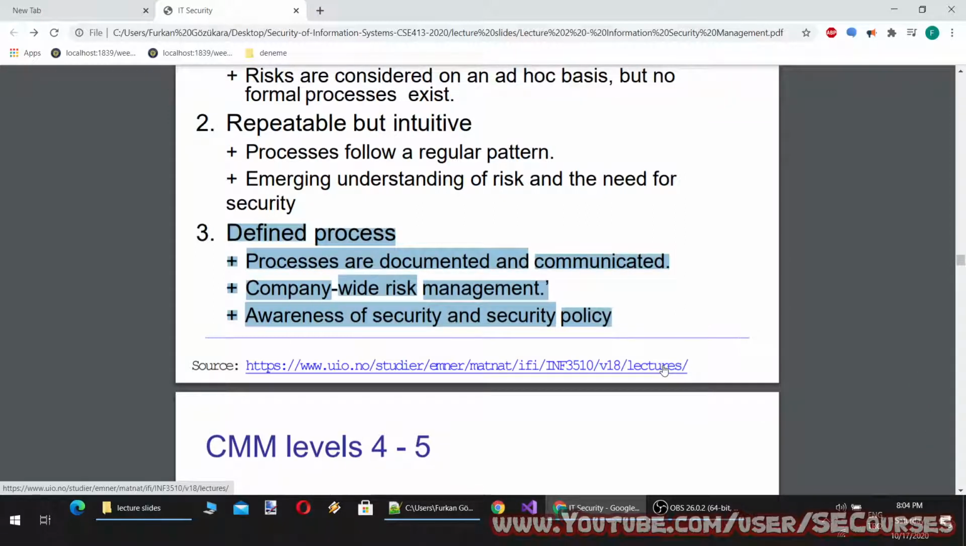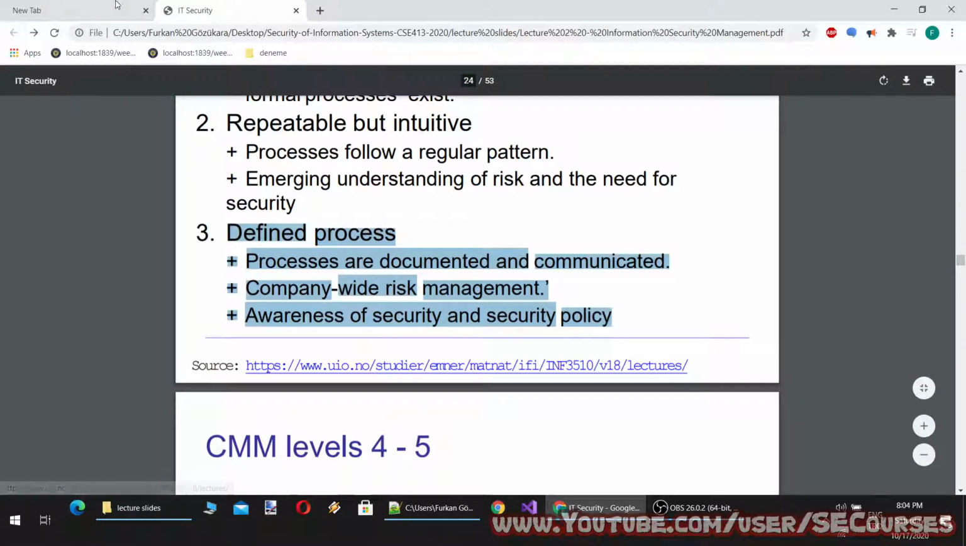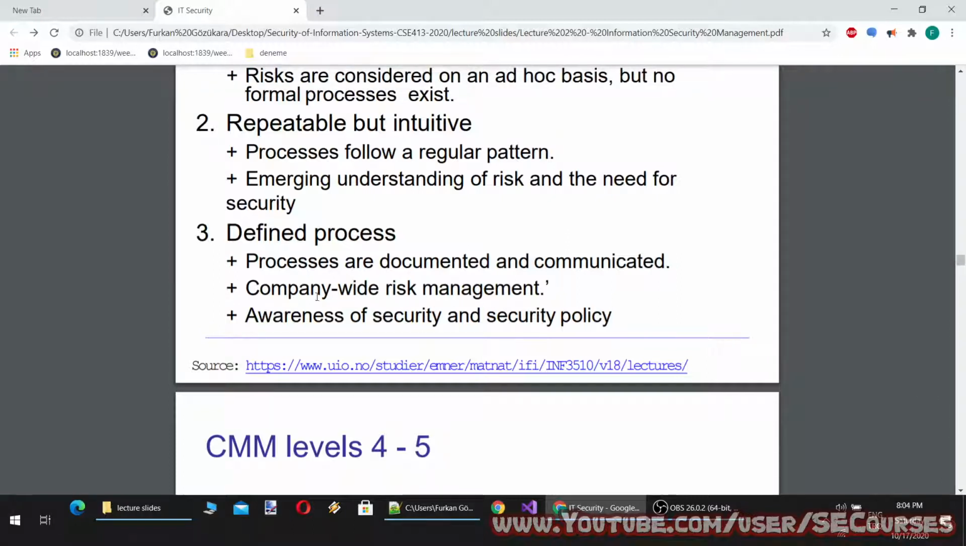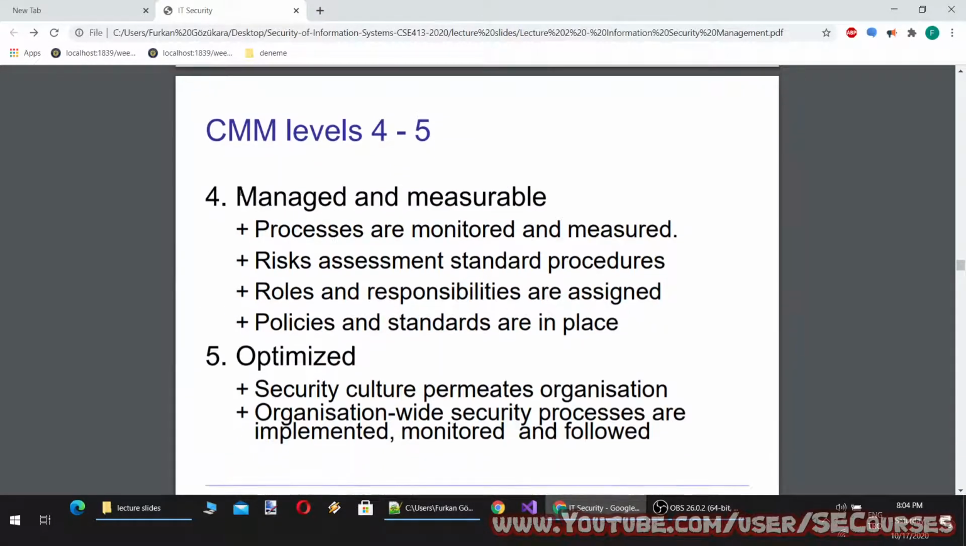Defined process, plus processes are documented and communicated, plus company-wide risk management, plus awareness of security and security policy. Okay, so we are getting to higher levels. You see, we process, we document and communicate to evaluate all of our processes, and we do company-wide risk management, and we have awareness of security and security policy. And level 4.